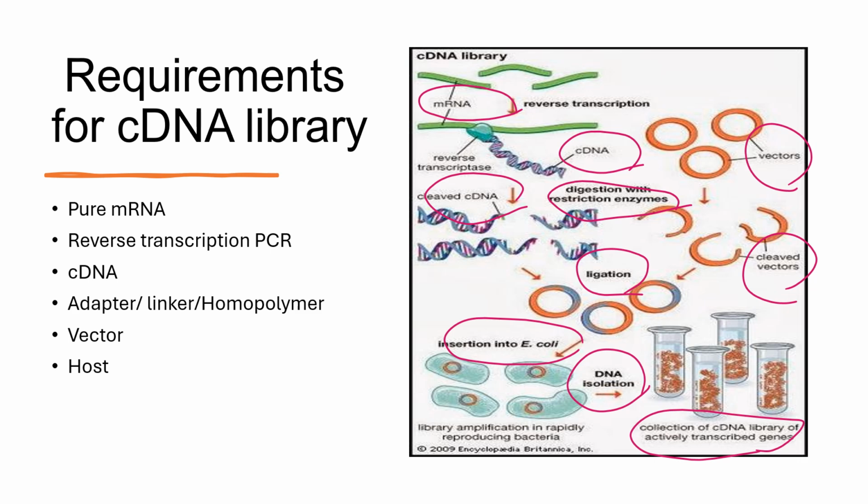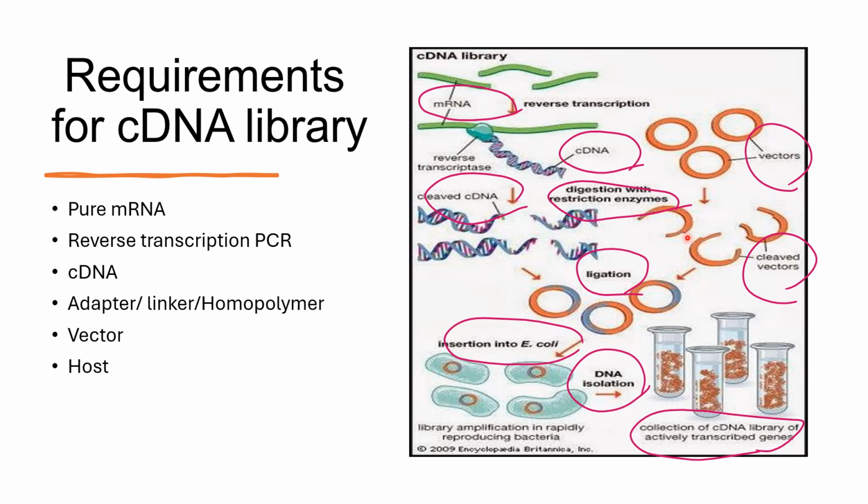Now, what are the requirements for the construction of a cDNA library? The primary requirement is pure mRNA that is not contaminated with any other molecules of a cell. Then the enzyme reverse transcriptase that will carry out reverse transcription. Once we get cDNA, the complementary DNA, it has to be modified as per requirement by ligation to an adapter, linker, or by homopolymer tailing. Then the vector. The vector may be a plasmid or a phagemid or some phage-derived vector depending upon the host in which the library will be propagated.